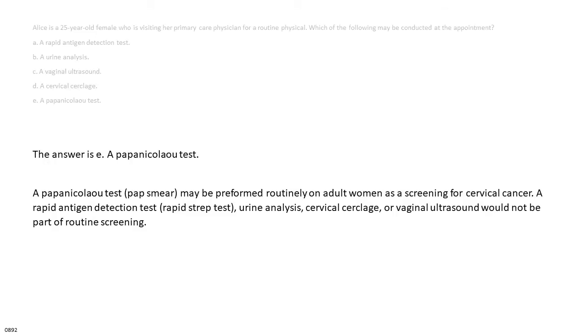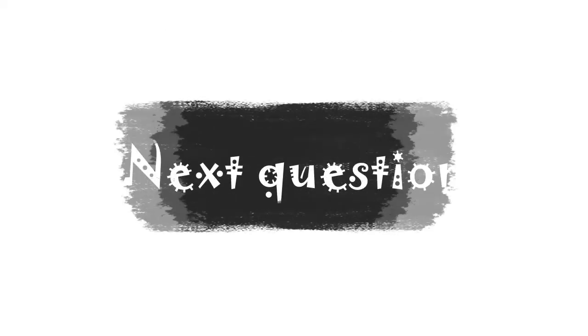The answer is E. A Papanicolaou test. A Papanicolaou test, or Pap smear, may be performed routinely on adult women as a screening for cervical cancer. A rapid antigen detection test, or rapid strep test, urine analysis, cervical cerclage, or vaginal ultrasound would not be part of routine screening.